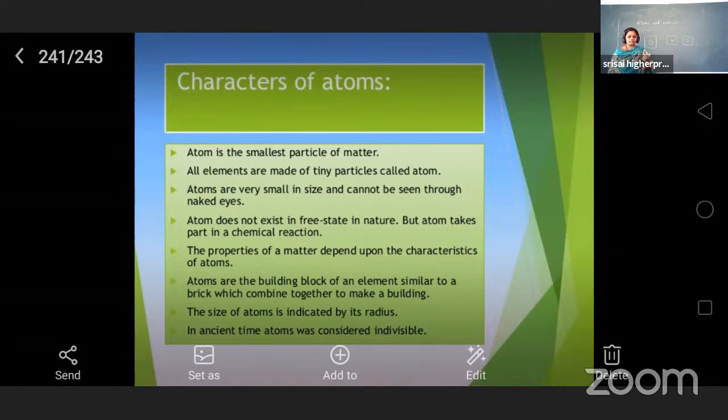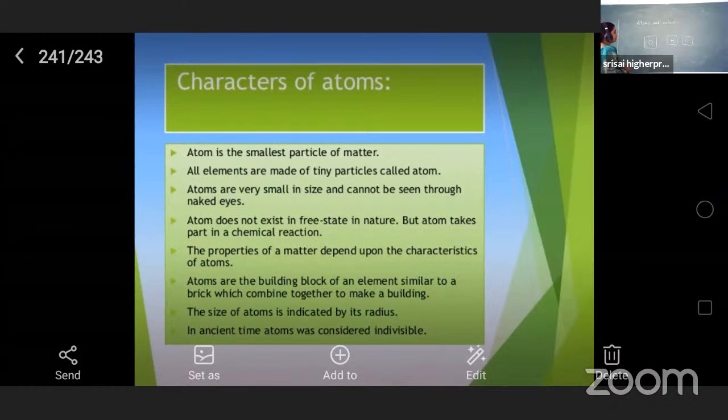What are the characteristics of matter, students? The particles of matter are very small. The particles of matter have space between them. Particles of matter are continuously moving. Particles of matter attract each other. They are small in size and they occupy space, isn't it?